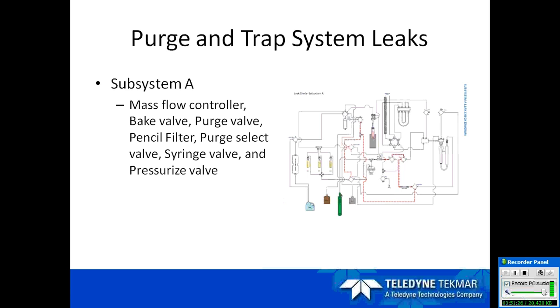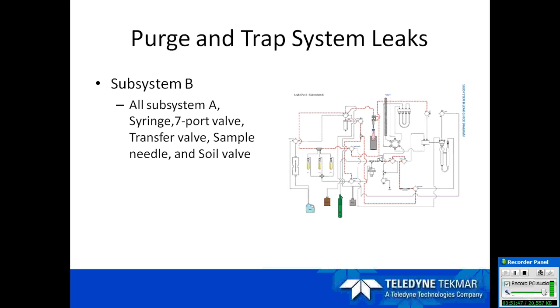If it fails leak check there, then you know it's somewhere within subsystem A, and you can troubleshoot subsystem A itself, then go back and leak check it. If it passes subsystem A, it'll move on to subsystem B. Subsystem B includes all the components of subsystem A, plus the syringe, the 7-port, the transfer valve, the sample needle, and the soil valve. If something fails within this, then you know it's not subsystem A, so it's within subsystem B.